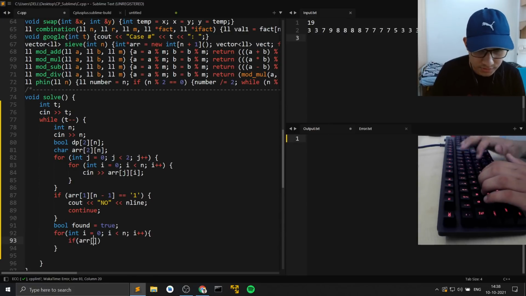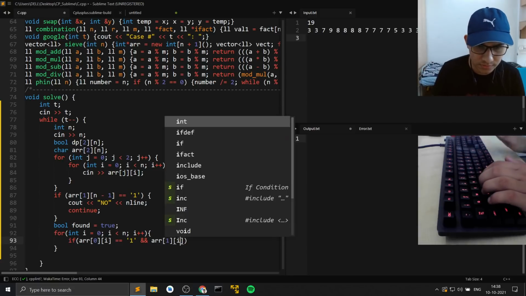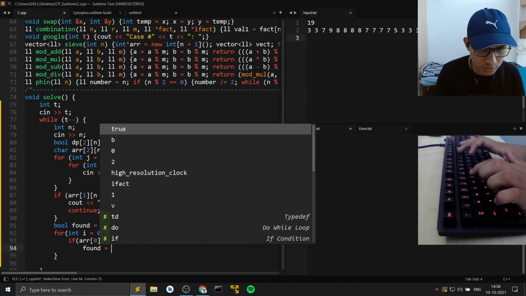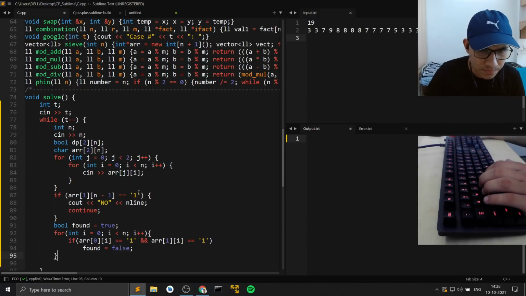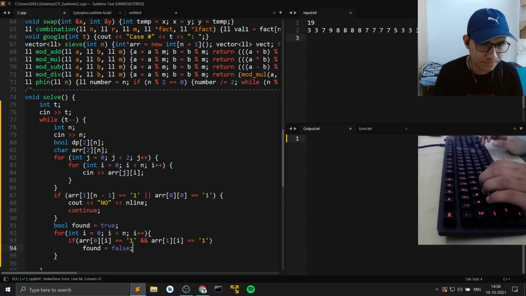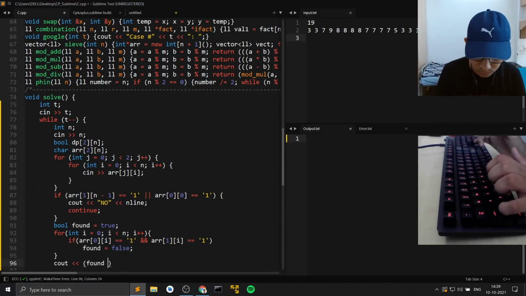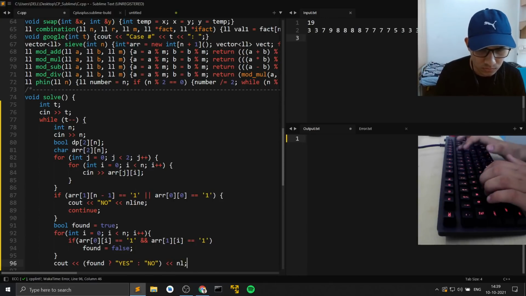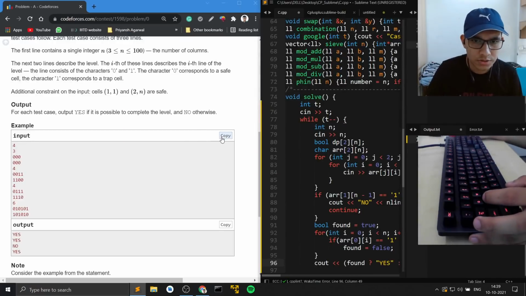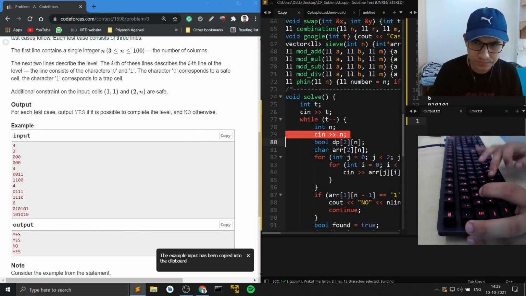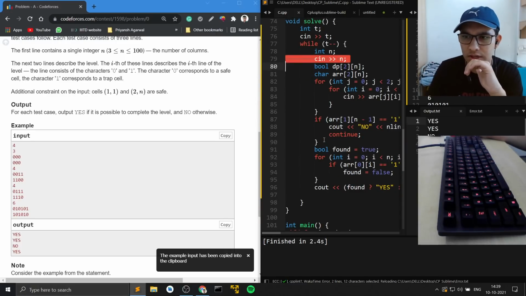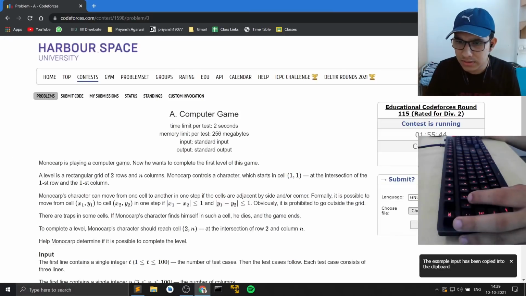So if arr[0][i] equals 1 and arr[1][i] equals 1, then I set found equals false. Also here, if arr[0][0] equals 1. Right, this should be fine, because for every column at least one of them has to be a 0, right? This is fine. Let's submit this.